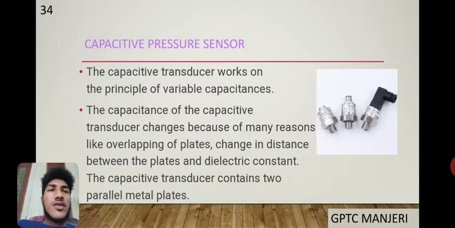And we are going to discuss the capacitive pressure sensor. The capacitive transducer works on the principle of variable capacitance. The capacitance changes because of many reasons, like overlapping of plates, change in distance between the plates, and the dielectric constant. The capacitive transducer contains two parallel metal plates.